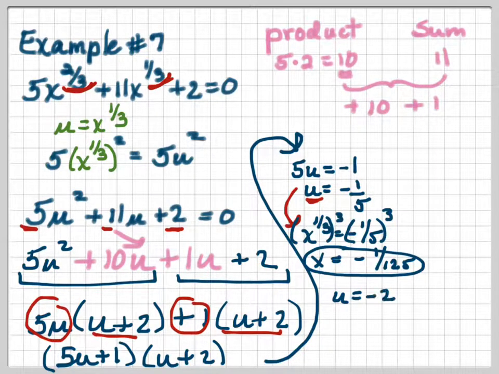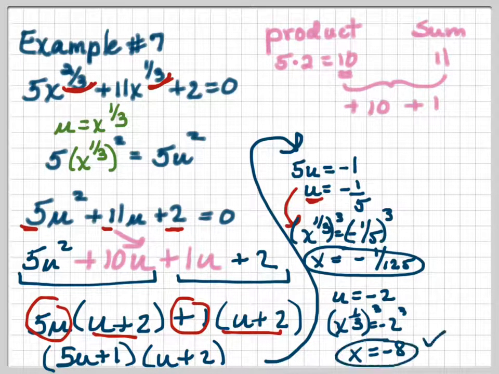On the other side, I have u equals negative 2. Well, u is equal to x to the 1/3. So I'm going to raise both sides to the third power. So I will have x equals negative 2 cubed, which is negative 8. Okay, and they both do check. So go ahead and do checkpoint number 7.